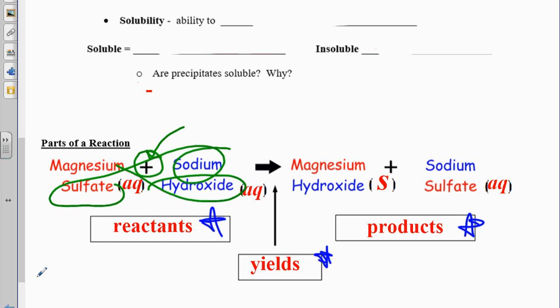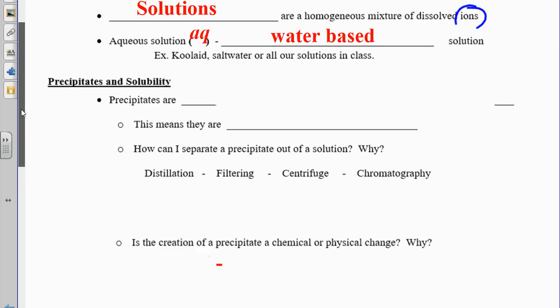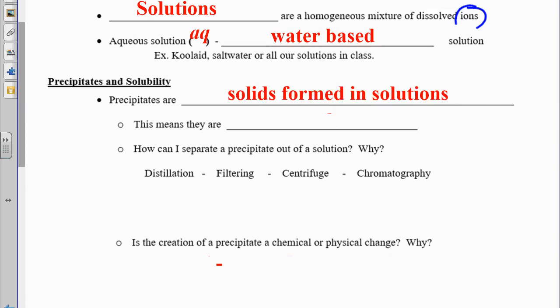Now that we did this little portion here, and this is kind of a little bit of a review today. This white solid is called a precipitate. Remember that they are solids formed in solutions. Precipitates are solids formed in solutions. And if they are solids in solutions and they didn't dissolve, that means that they are insoluble. Because if it was soluble, it would have just dissolved away and you never would have seen the precipitate.